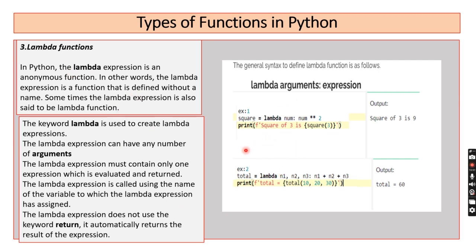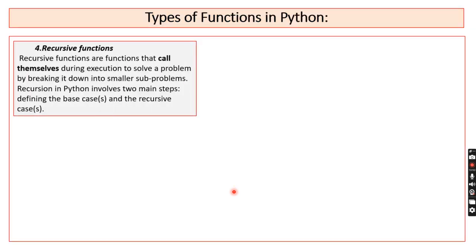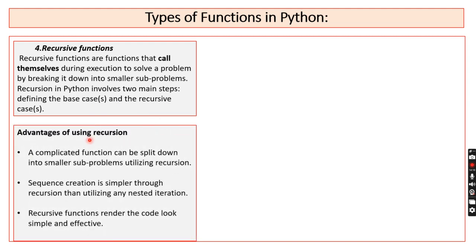That is lambda in a function. Then the last one is recursive function. Recursive functions means the functions call themselves again and again. These are the functions that call themselves during the execution to solve a problem by breaking it down into smaller subproblems. Recursion in Python involves two main steps: defining the base cases and the recursive cases.